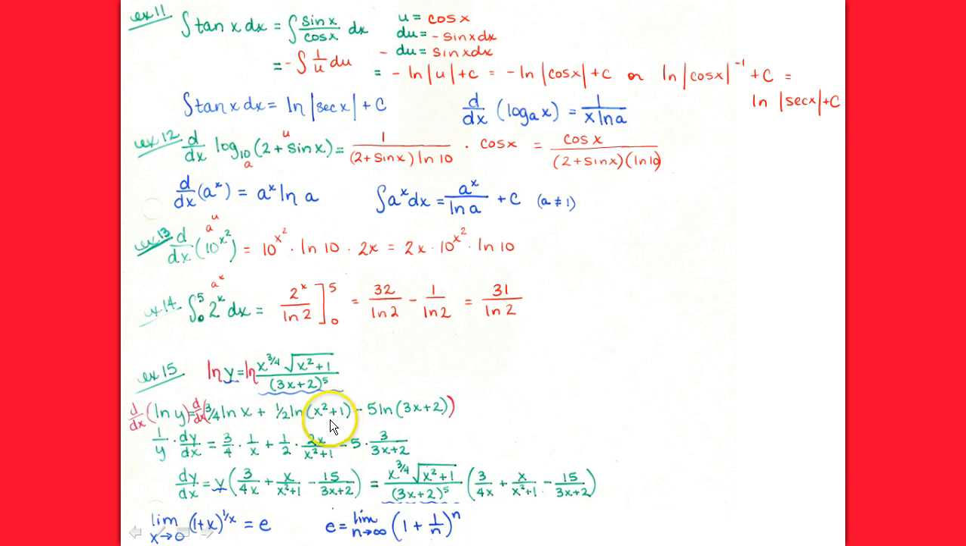Remember that when you're taking the derivative of the log of a quantity, you can put the original in the denominator and its derivative in the numerator. So I'm going to put the original x squared plus 1 in the denominator and its derivative 2x in the numerator. All right, bring the 5 straight down, and then same story here. Original 3x plus 2 in the denominator and its derivative 3 in the numerator.